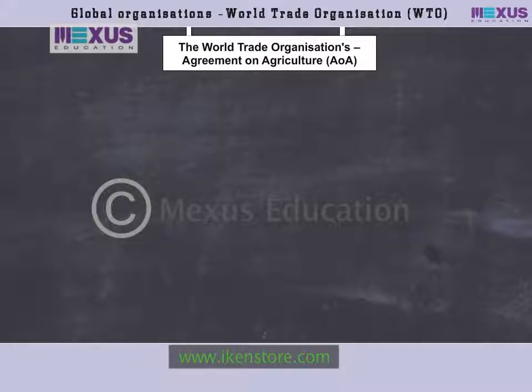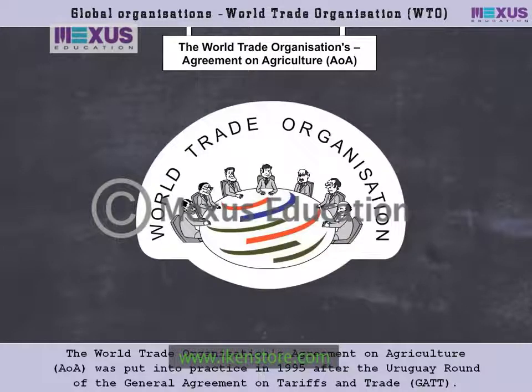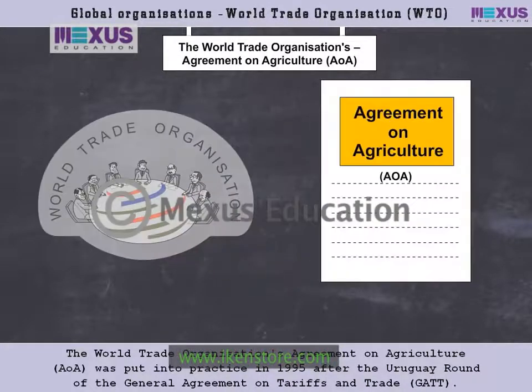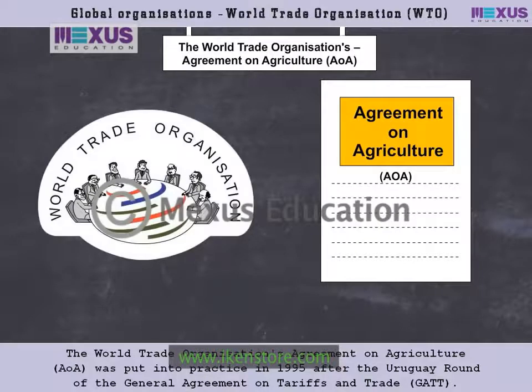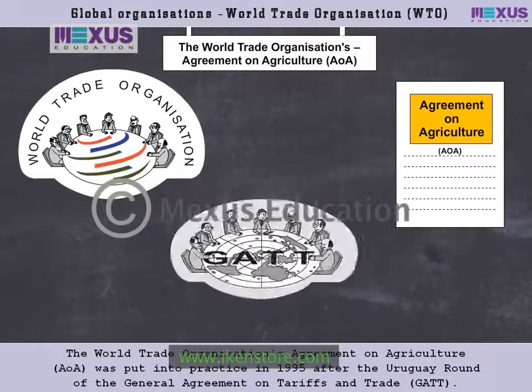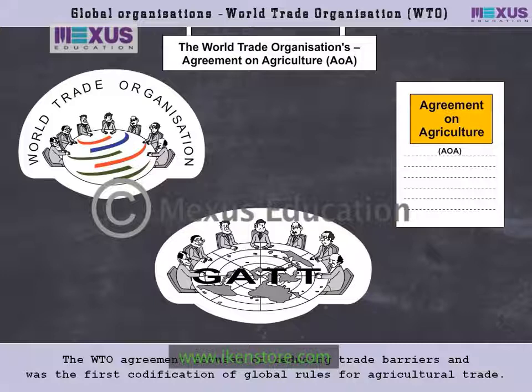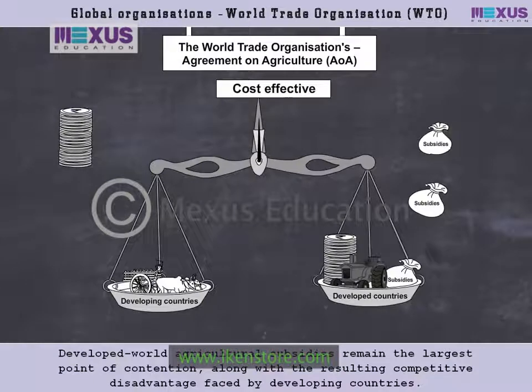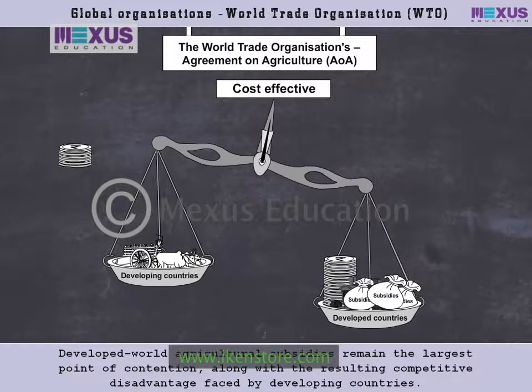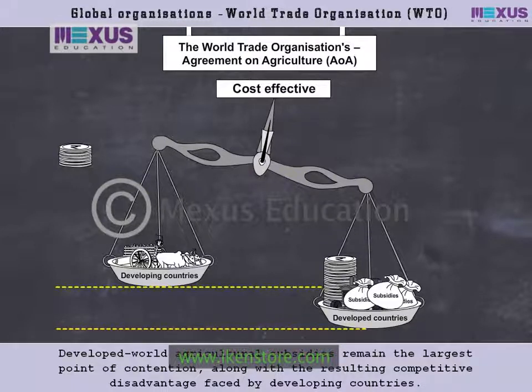The World Trade Organization's Agreement on Agriculture, AOA. The World Trade Organization's or WTO Agreement on Agriculture or AOA was put into practice in 1995 after the Uruguay Round of the General Agreement on Tariffs and Trade or GATT. The WTO agreement focused on reducing trade barriers and was the first codification of global rules for agricultural trade. Developed world agricultural subsidies remain the largest point of contention, along with the resulting competitive disadvantage faced by developing countries.